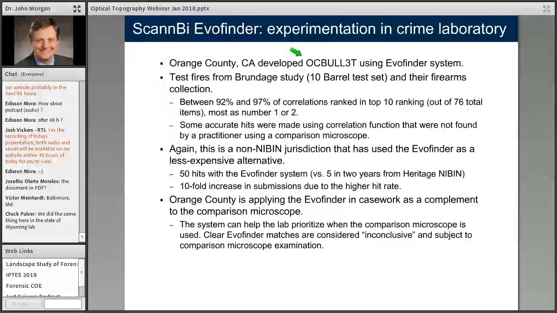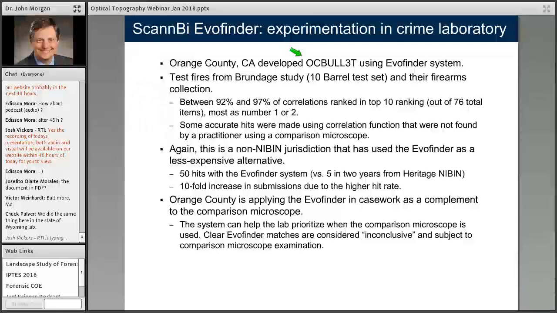And they are applying, and they are one of the first counties also, first jurisdictions, to apply optical topography as a complement to the comparison microscope. In particular, they're using it to prioritize when the comparison microscope is used. The comparison microscope is precious, the time on there and the amount of effort that it takes to do a comparison there is extraordinary.